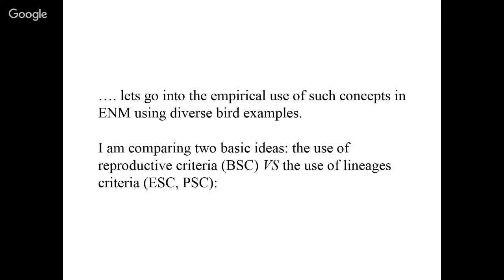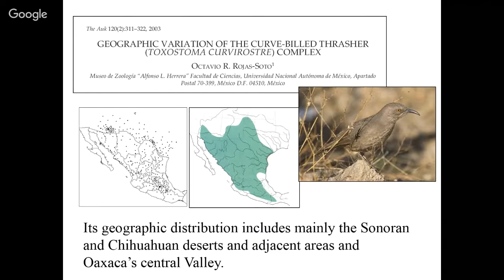Okay, after this quick review of the theoretical concepts, now let's go into the empirical use of such concepts in ecological niche modeling using diverse bird examples, since I am an ornithologist, or kind of. I'm comparing two basic ideas: the use of reproductive criteria, which is more related with the biological species concept, versus the use of lineage criteria, which is more related with evolutionary or phylogenetic species concepts. So let's begin with this example.